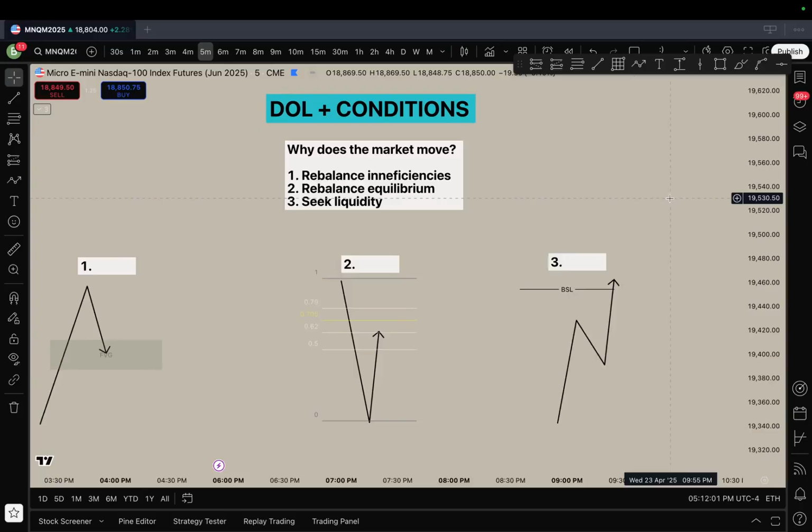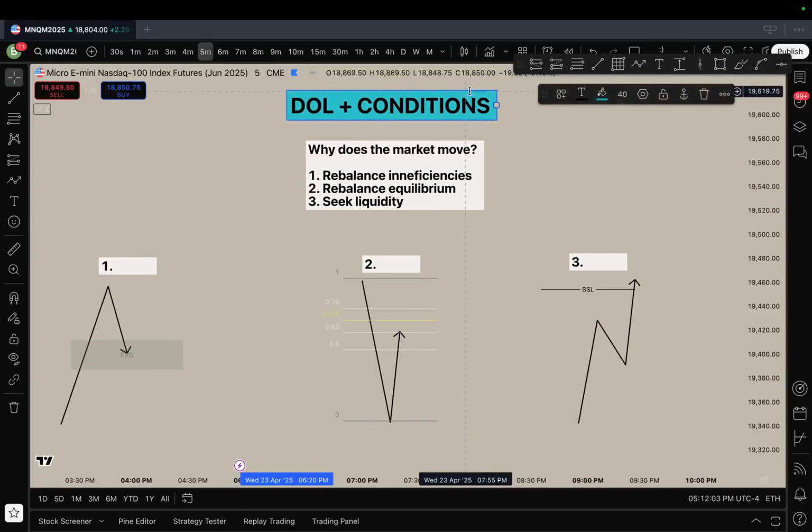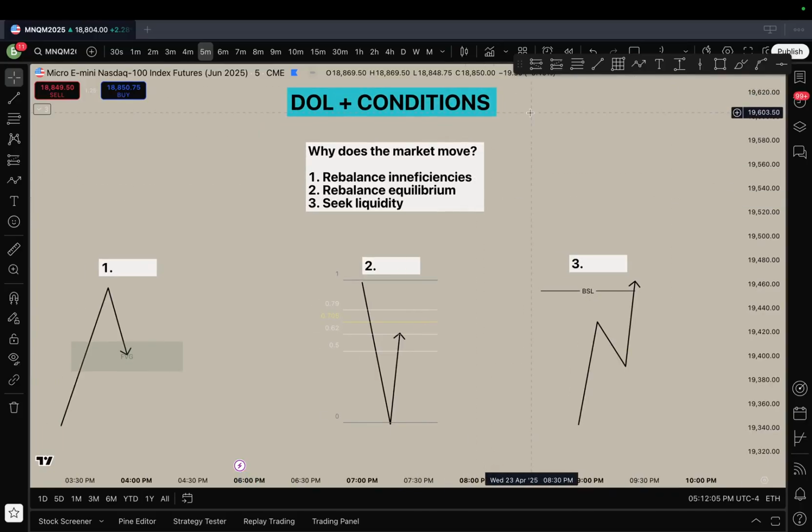Okay. Does everyone understand this first part of why the market moves? Then we'll get into how to actually find your draw on liquidity. Because it's definitely necessary for you guys to understand this first before moving on to the next part. Okay, and again, I'll wait a little bit if you still don't understand.